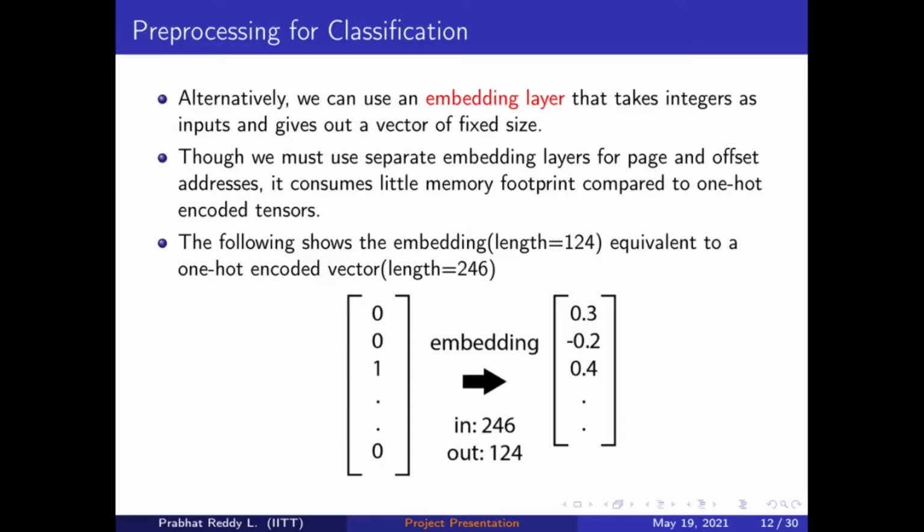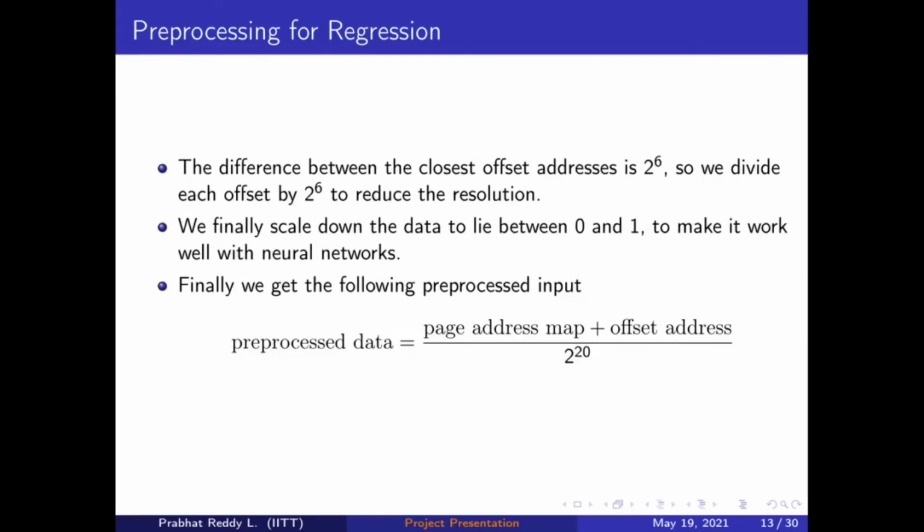Alternatively, we can also use embeddings which consume lesser memory footprint and lesser computational resources to process than the one hot encoded tensors. For regression, however, we convert the load address into a format that is easily processed by the machine learning model. The idea is to reduce the resolution between the data and scale down the data to make it lie between 0 and 1.